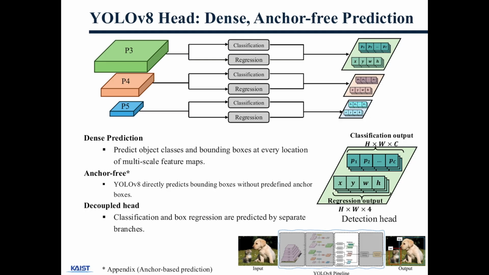On the right side of the slide, the classification output has the shape H by W by C, where C is the number of object classes. The regression output has the shape H by W by 4, corresponding to the box parameters. So the detection head converts each multi-scale feature map into many candidate predictions.